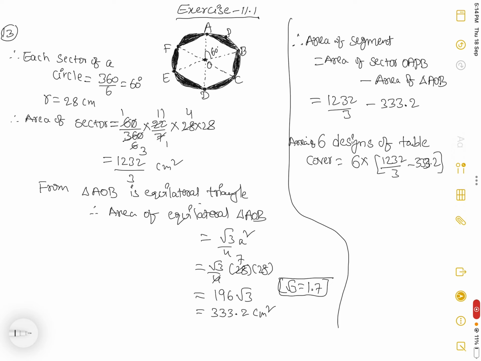Here we get 6 into 1232 by 3 minus 6 into 333.2. That means here 2 times, so we get 2464 minus 6 into 333.2. That means 1999.2.